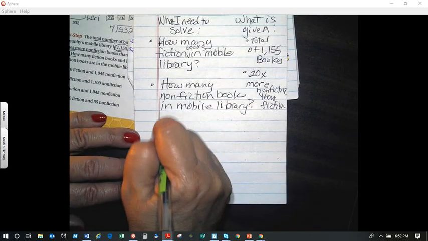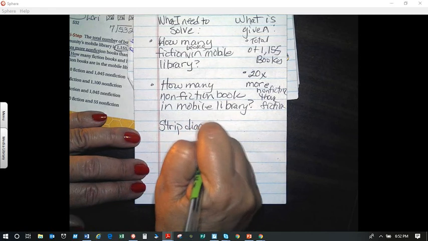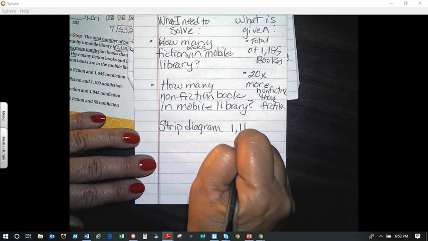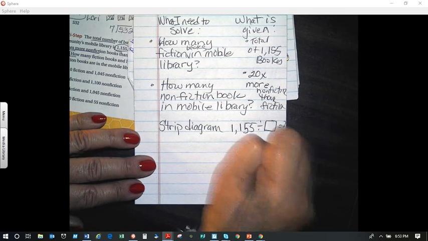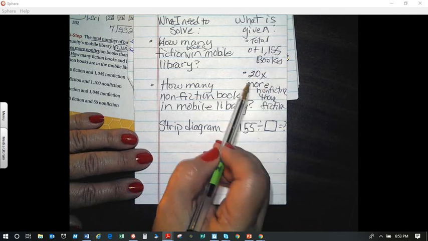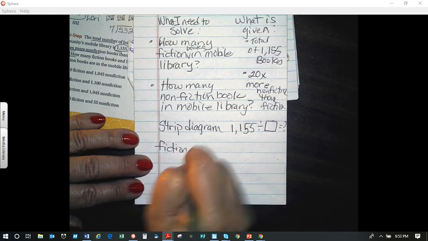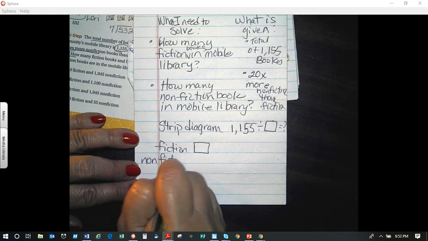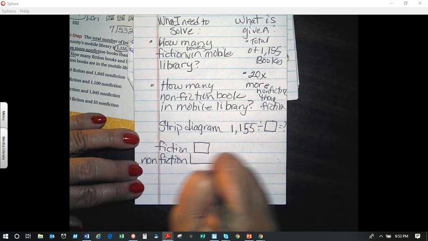Now I need to... Did you draw your strip diagram? Remember, so far your equation will be my dividend is 1,155 divided by... I need to find my divisor so that I can find my quotient. Okay? So, because I know there's 20 times more nonfiction books, I need to write the word fiction and represent that by 1 square. My nonfiction, I need to represent that by how many squares? 20 squares. So I'm going to draw a long strip.